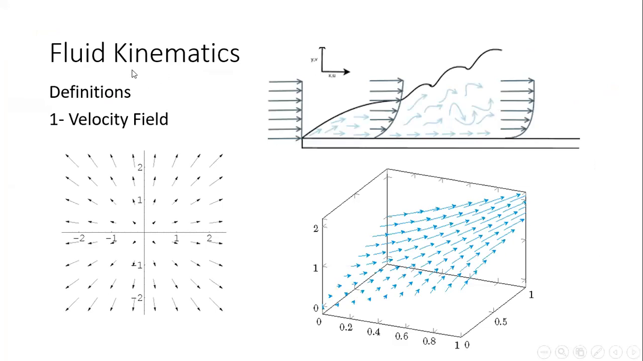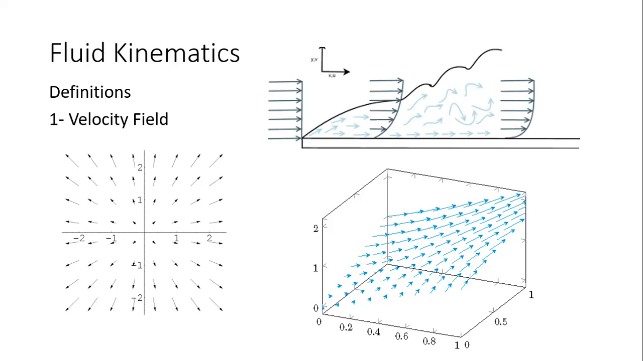Fluid kinematics is a science that focuses on studying the fluid flow without considering the forces. In other words, I am only concerned with the velocity of the fluid as it moves in the flow domain. The flow domain is the region in which the fluid flows. It could have many shapes as shown in the figures here, and it depends on the type of your problem.